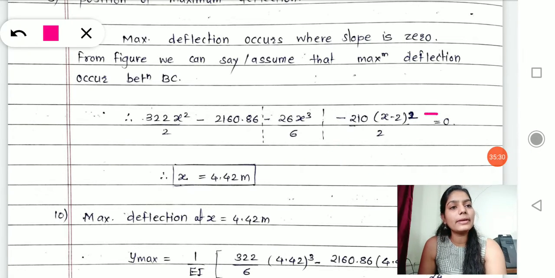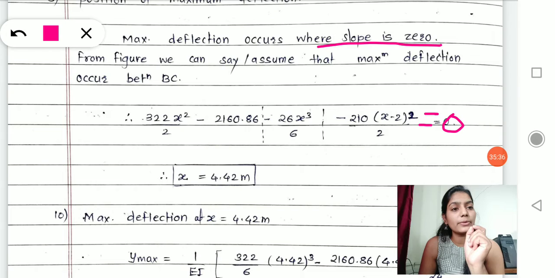Equate it to 0 because I want to see where my slope is 0. Therefore, I am equating the slope equation to 0, and I am assuming in the B to C span my equation will give me a distance, so that I will assume slope will be 0 at that point. So I got the distance 4.42 meter.